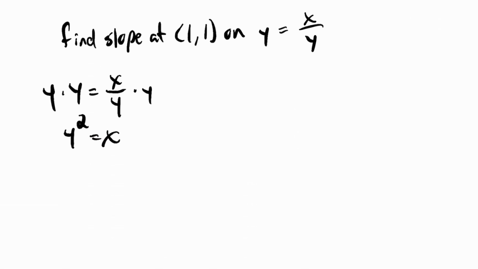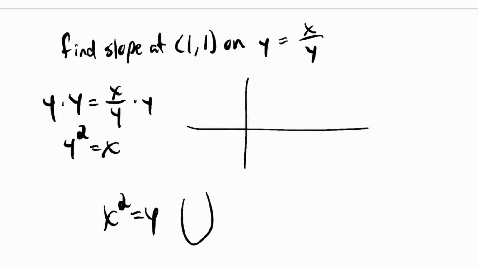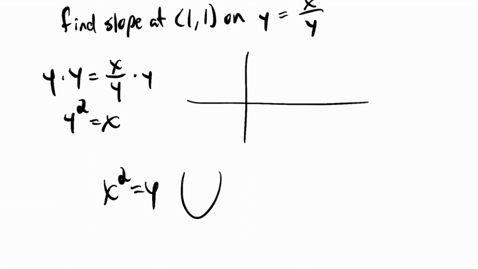The graph of that looks like the following. You might recognize that, it looks like a parabola. It's kind of like x squared equals y, sort of. It looks like the same format, but the x and y coordinates are switched. So whereas normally a parabola would look like that, this one is going to look like this.